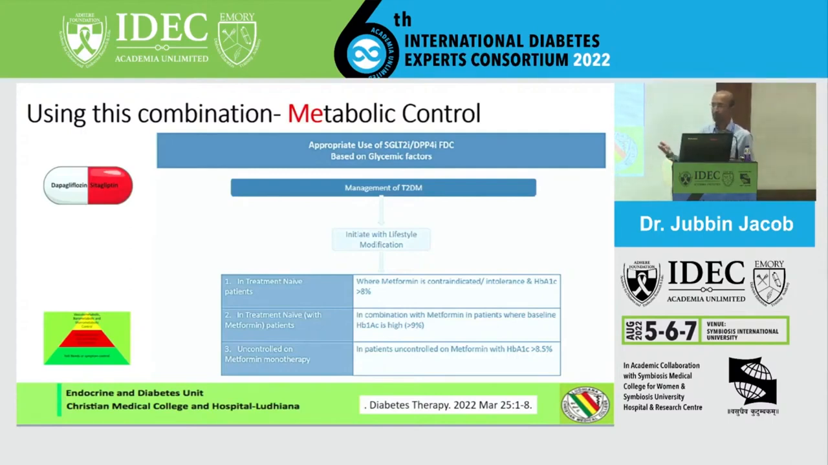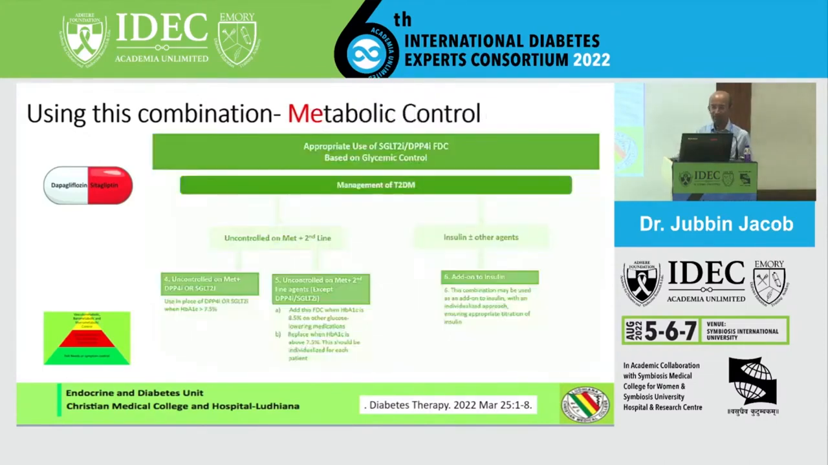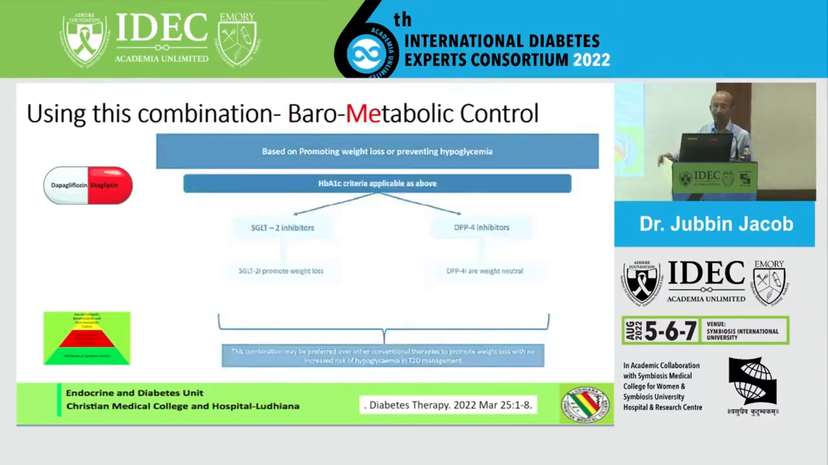Again, if metformin is for some reason not tolerated or contraindicated, this could be the first choice, a combination of dapagliflozin and sitagliptin. They didn't name this particular combination; they said any SGLT2 and DPP4 combination could be used. So this is as an initial management. Similarly, as second-line management in patients who are already on metformin or those who are already on insulin and other agents, if they are still not meeting the glycemic target, this could be a good combination to use in them as well.